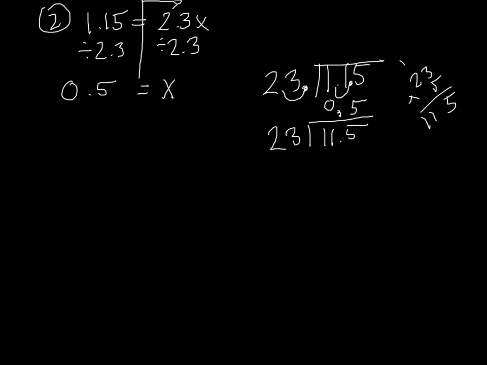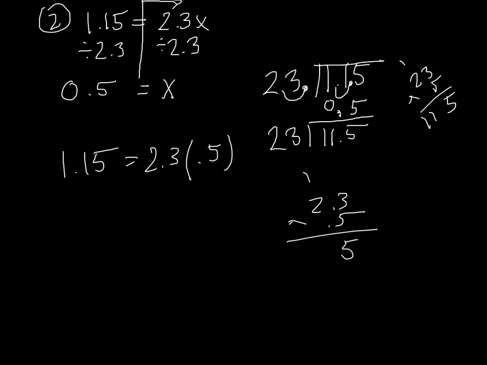Okay, so now let's go back and check that out. 1 and 15/100 equals 2 and 3/10 times 5/10. Okay, so let's say 2 and 3/10 times 5/10. 5 times 3 is 15. 5 times 2 is 10, plus 1 more is 11. I have to bring my decimal point back 2 times. So I'm left with 1 and 15/100 equals 1 and 15/100.